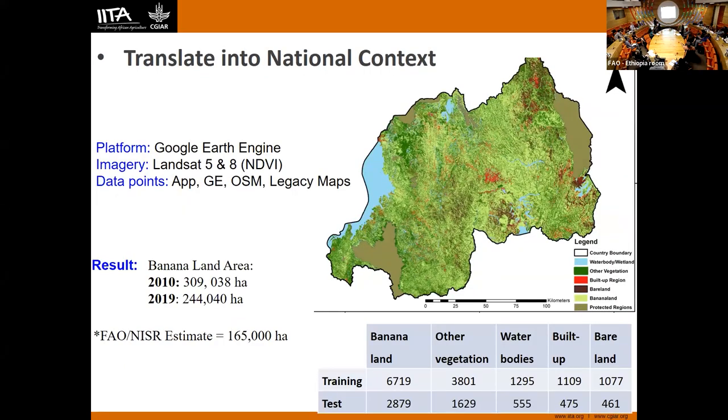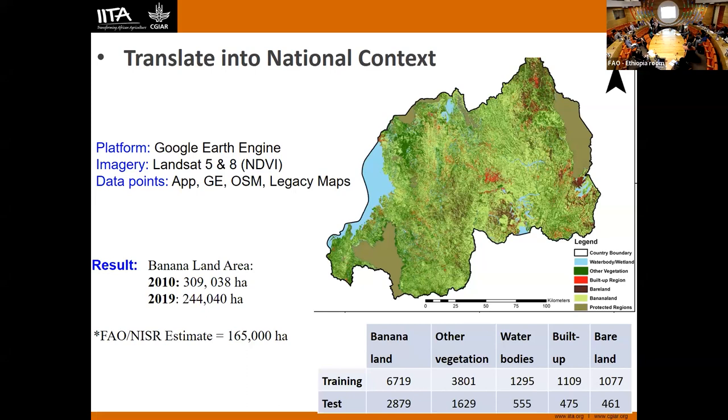Now, I'm racing through the results. I'm not going to discuss a lot of this. We implemented this routine, by the way, in Google Earth Engine using Landsat imagery, NDVI composite imagery, so that we could do a national level land cover mapping. But I think what might be interesting is the result, to quickly talk about this in brief. So we use historical banana location in 2010 to conduct this analysis. And we found out that between 2010 and 2019, there's been a major decline in banana land cover area.